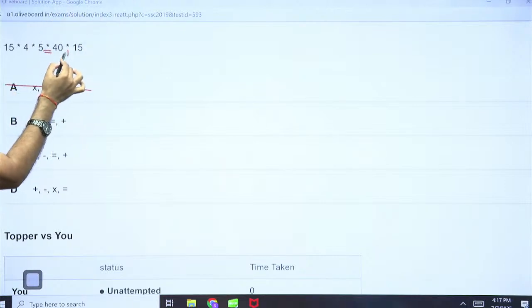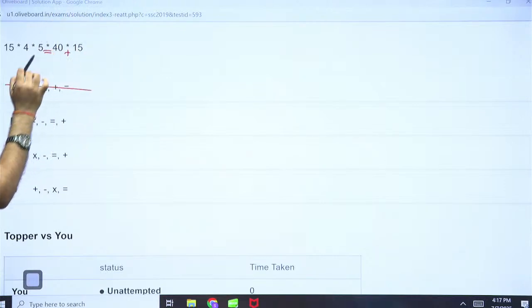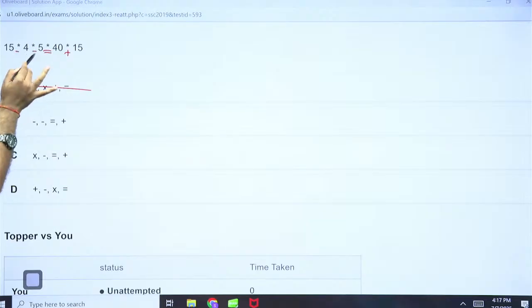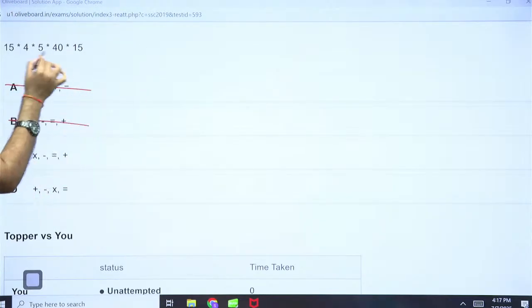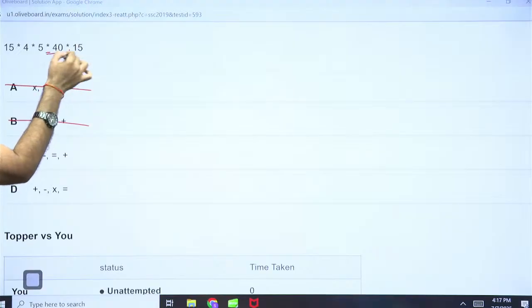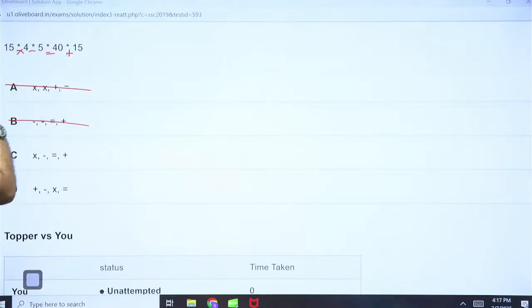Equal to is here, so this is 40 plus 15. So I need 55 as my answer. But 15 minus 4 minus 5, can it ever give me 55? No. So this is also gone. Third one, we have equal to and plus here, 55 again, and this is into and minus. So 15 into 4 is 60, minus 5 is 55. Yes. So option C is the correct answer. Cool.